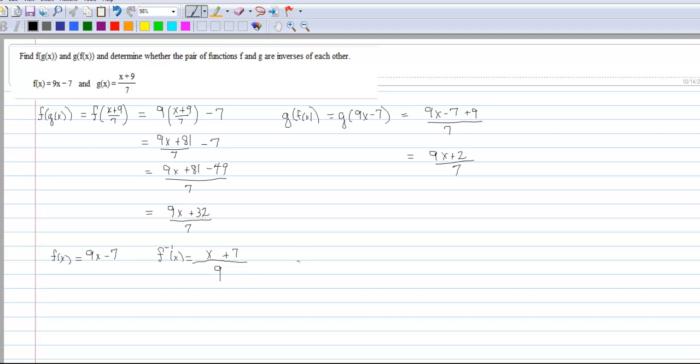And you can see that if I compose f with g of x, I'm going to get f evaluated at x plus 7 over 9. Now I'm treating the f inverse as if it were g of x. Okay, I should have written f inverse there. But that is 9 times x plus 7 over 9.